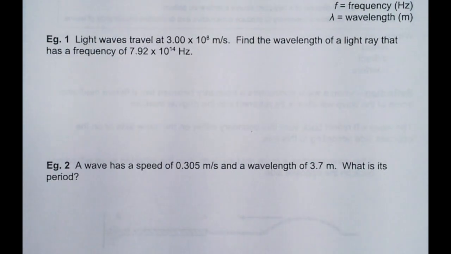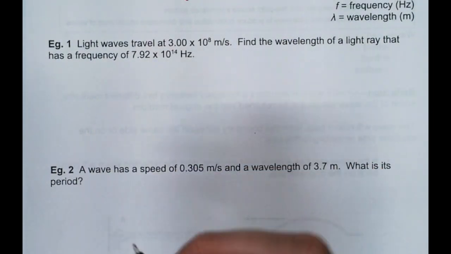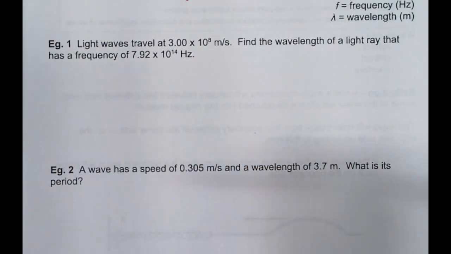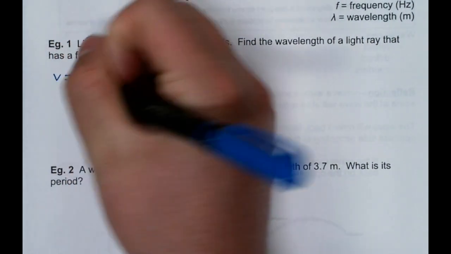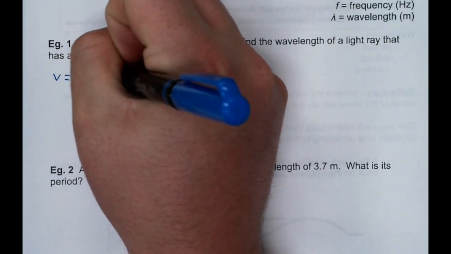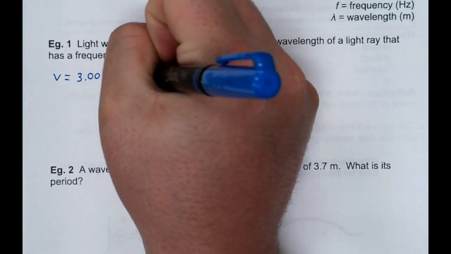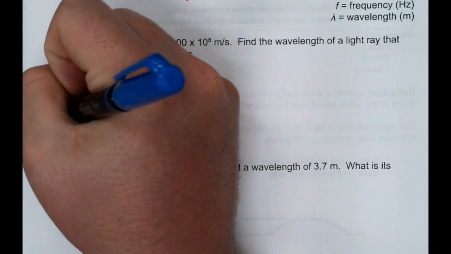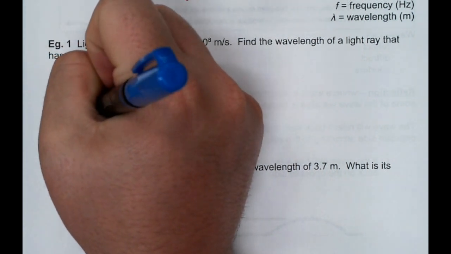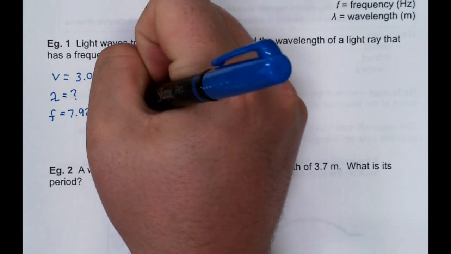So in this first example, we have light waves traveling at 3.00 times 10 to the 8 meters per second. Find the wavelength of a light ray that has a frequency of 7.92 times 10 to the 14 hertz. As I do in all of the examples I give you, I like to write down the information I'm given first. I know that the velocity of the light wave is 3.00 times 10 to the 8 meters per second. We want to find the wavelength, and we know that the frequency is 7.92 times 10 to the 14 hertz.